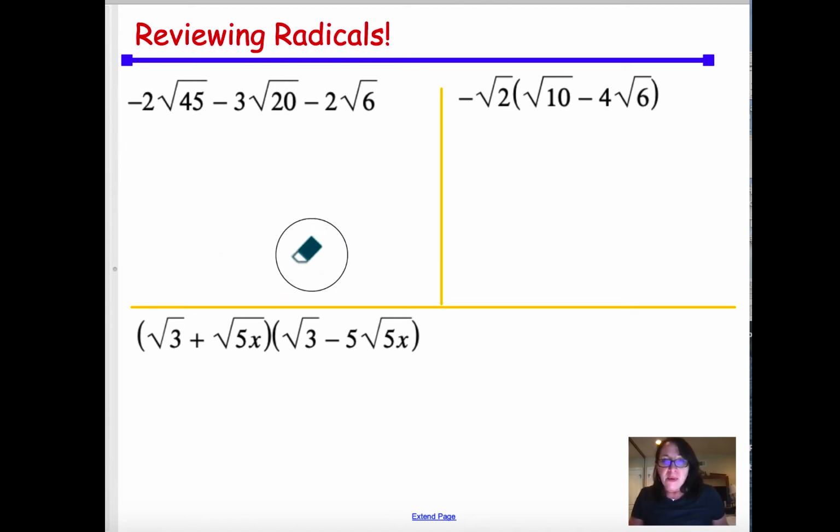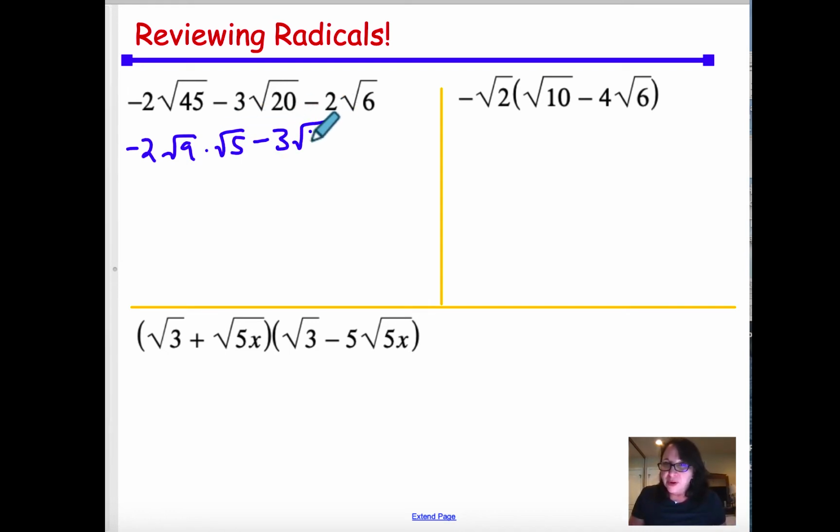So what we're going to do now is say, okay, I want to take this and try to reduce what I can. So I've got negative 2 times the square root of 45, which is 9 times root 5, minus 3 times that. I'm trying to think perfect squares, right? So like 4 times root 5. And then minus 2 root 6 doesn't have a root that's a perfect square within that.